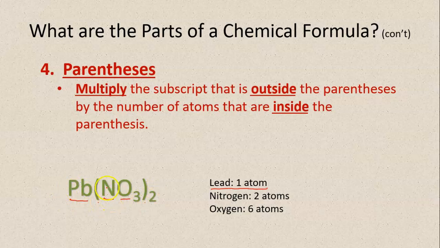So how many nitrogens do we have? Well, if we didn't have this little 2 out here, we would just have 1 nitrogen, but there's a 2 out here. So again, we're going to use the distributive property to distribute the 2 to everything inside the parentheses. So we end up with 2 nitrogens, and then we have O3, and we have that 2 times, so we have 3 oxygens, and we have that 2 times, which gives us a total of 6 atoms of oxygen.